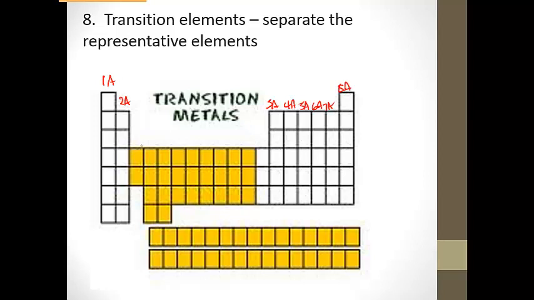Okay, these are going to be B's. So these are going to all end in B's. You'll see some periodic tables that have that on there. Transition metals separate your representative elements. So this big block here in the middle makes up your D orbital, and the 2 that are kind of taken out and put at the bottom make up your F orbital. Those are all transition elements.